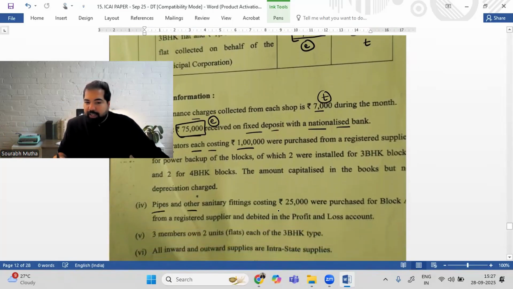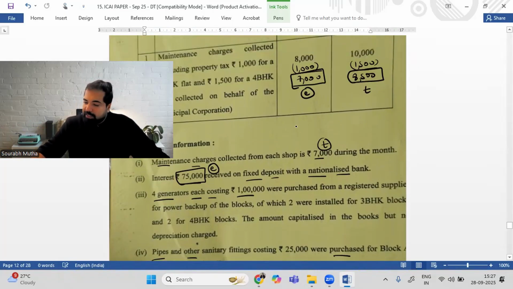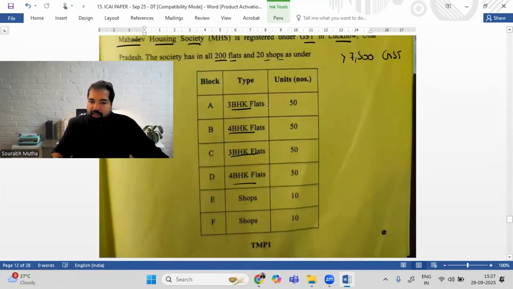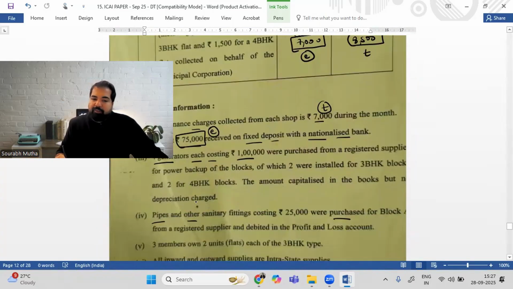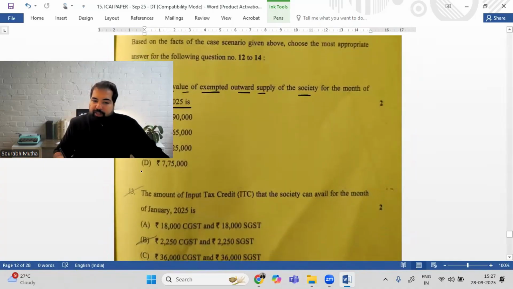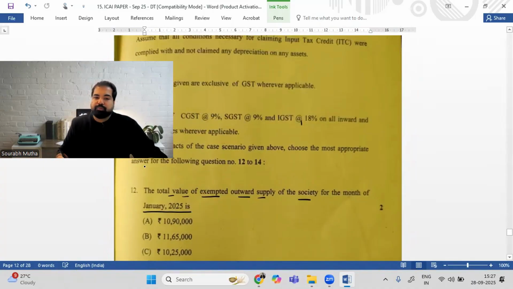And pipes and fittings again were purchased. So basically this is 7,000 rupees, which is exempt. Into how many flats? 3 BHK flats are how many? 50 flats plus 50 flats, 100 flats. So 7,000 into 100, 7 lakh rupees is the exempt supply plus 75,000. The option should be 7 lakh 75,000. This is the right option.